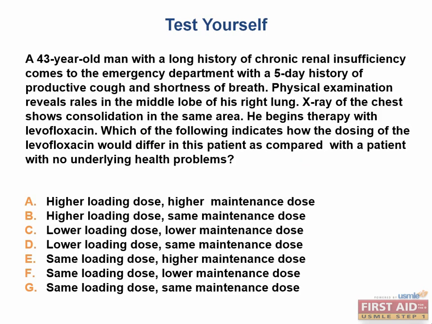Let's now take a break from pharmacology review and actually transition into a few practice USMLE style questions. A 43-year-old man with a long history of chronic renal insufficiency comes into your emergency department with a 5-day history of a productive cough and shortness of breath. Physical exam reveals rales in the middle lobe of his right lung, and X-ray of the chest shows consolidation in that same area. He begins therapy with levofloxacin.